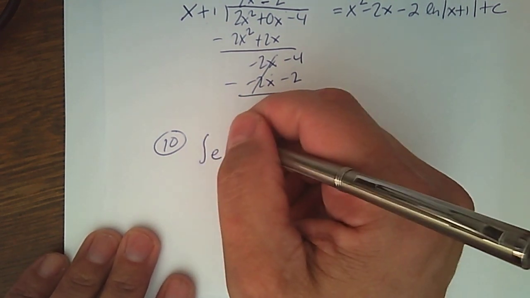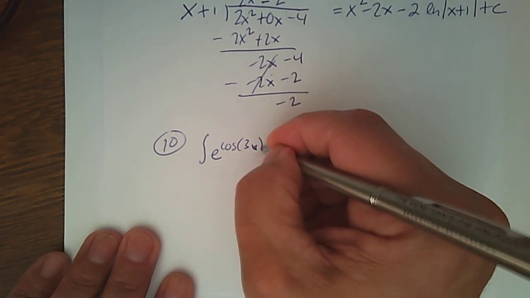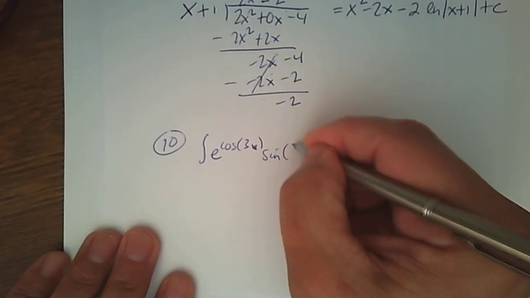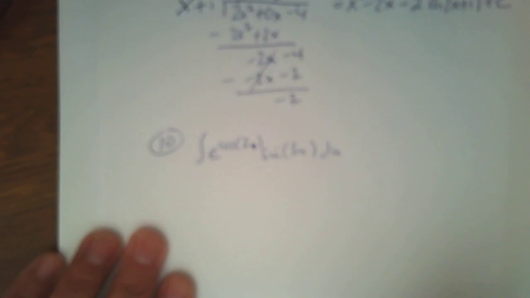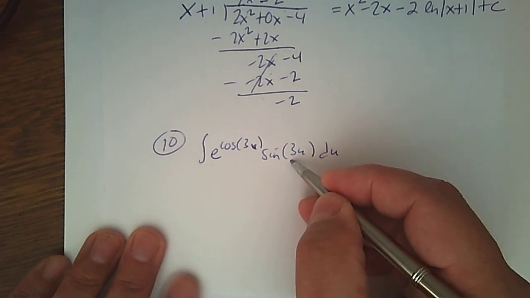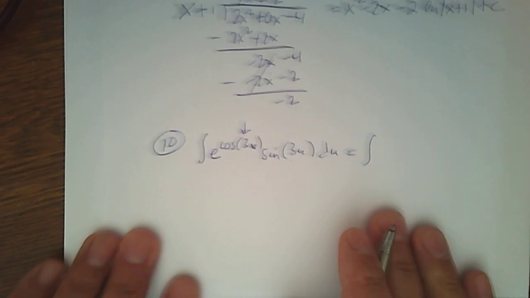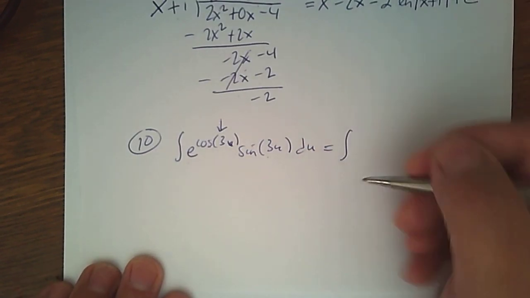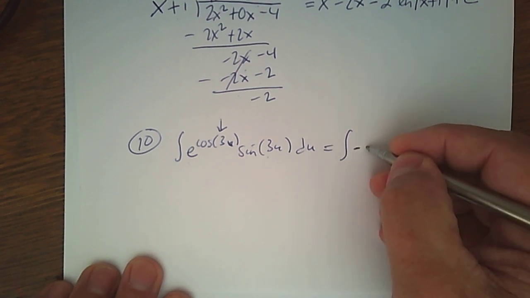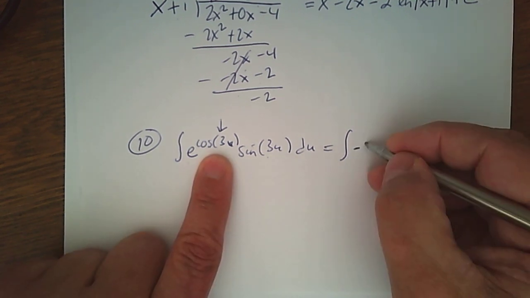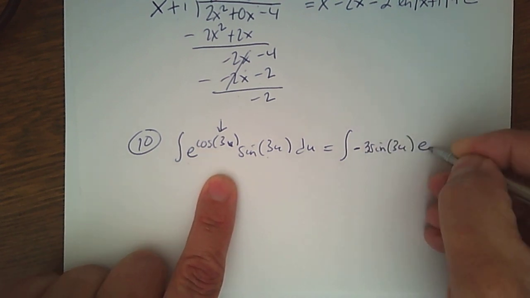So e to the exponent cosine 3u, and then sine 3u du. So the first thing I notice here is I have e to an exponent and something beside it. Now the hook for this is from the exponent. So what's the derivative of cosine? The derivative of cosine is negative sine, and it needs a 3. So it's actually going to be negative 3 sine 3u. That's the proper hook that we needed.